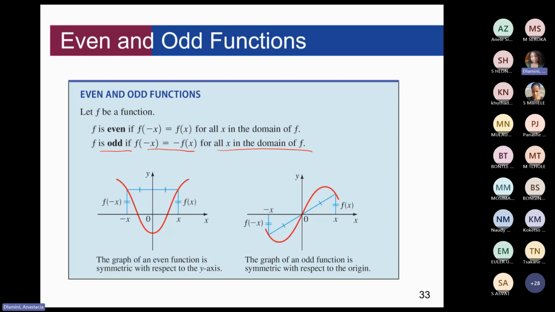Now they're saying the graph of an even function is symmetric with respect to the y-axis, meaning this side is the mirror image of that side. The graph of an odd function is symmetric with respect to the origin, meaning this half is exactly the same as that half when you reflect it about the origin. Are we together?